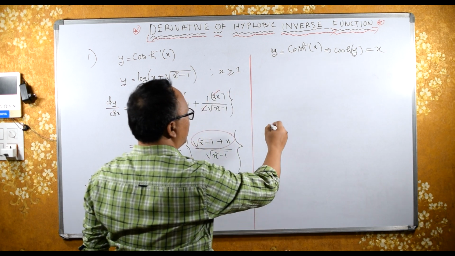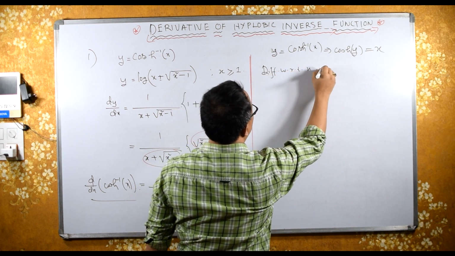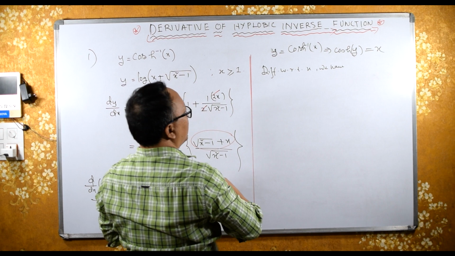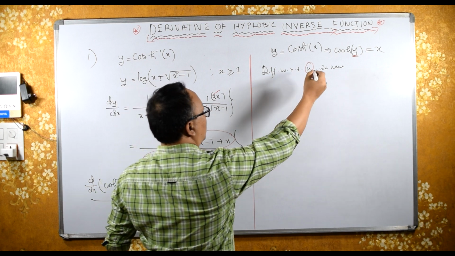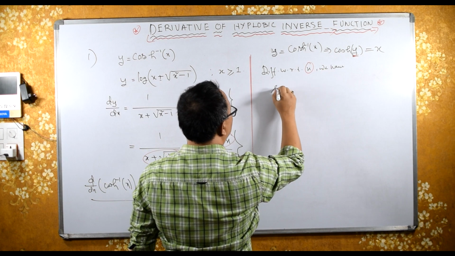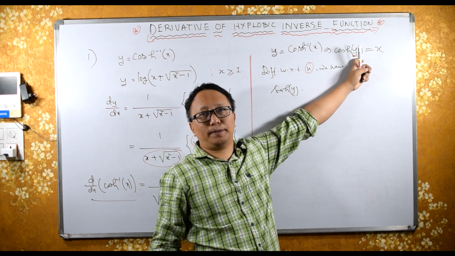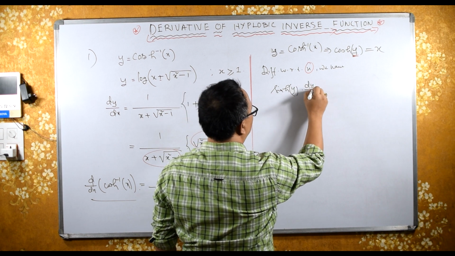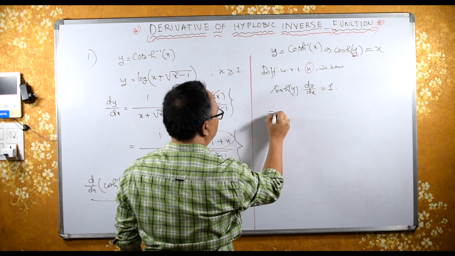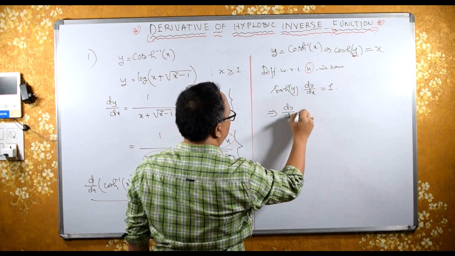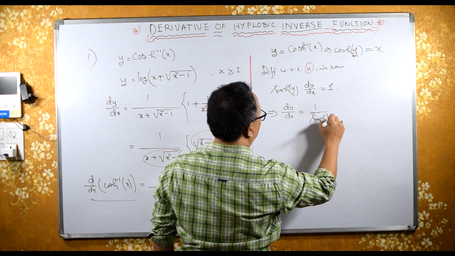Now differentiating with respect to x, keep in mind here we have y, but we are differentiating with respect to x. The differentiation of cosh is sinh, so we have sinh y, and again we have to differentiate y with respect to x. Therefore, we have sinh y into dy by dx equals d by dx of x, which is 1. This implies dy by dx is 1 upon sinh y.